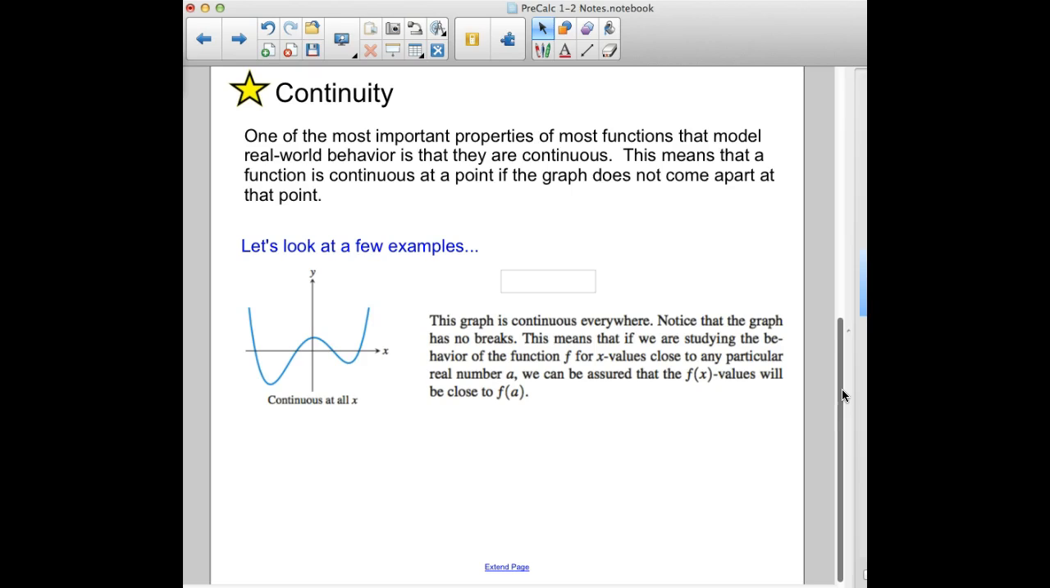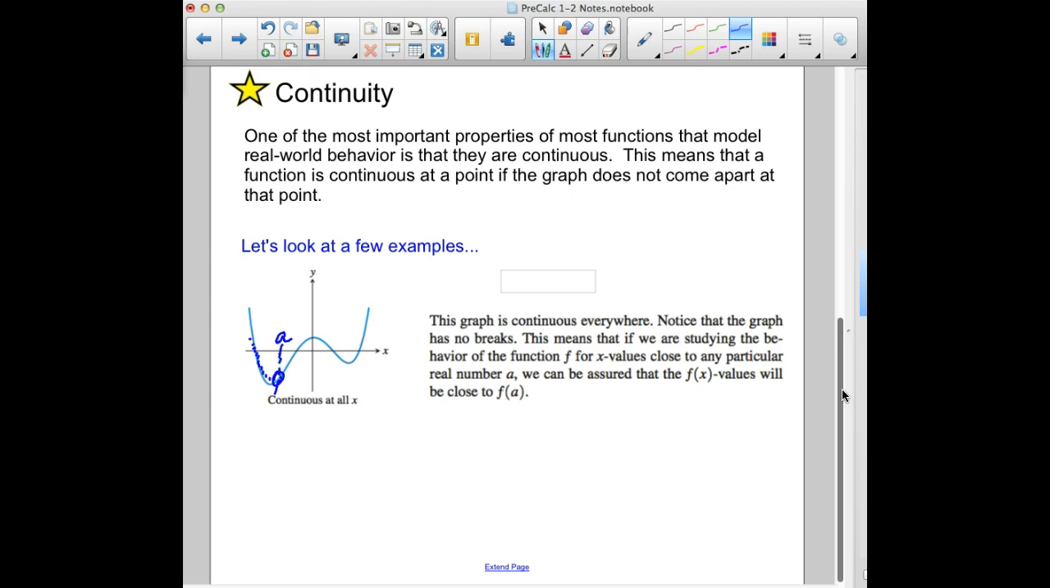It says this graph is continuous everywhere. Notice that the graph has no breaks. This means that if we are studying the behavior of the function f for x values close to any particular real number a, we can be assured that f of x values will be close to f of a values. Now what that means is, if we define some point a, and we are approaching that x value, we're approaching it along our graph. So we would be following along here.